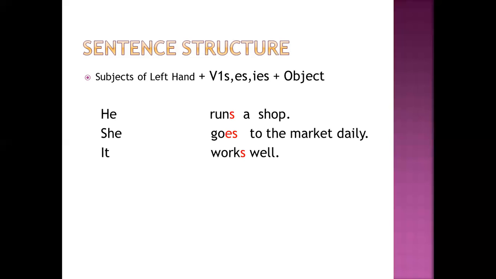It works well. So he, she, it have the addition of S or ES with the first form of the verb in present simple tense. Now, Zoha sings melodiously. Zoha is a singular noun. It's a singular name, singular subject.